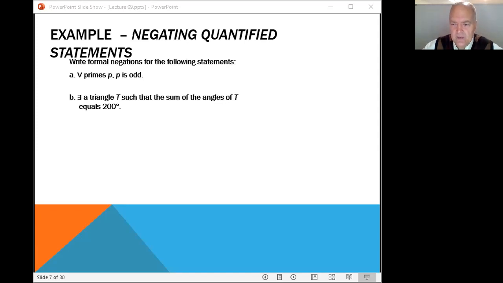For B, which is an existential statement, by applying the rule for the negation of an existential statement, we can see that the answer is here. For the existential statement, there exists a triangle T such that the sum of the angles of T equals 200. So the negation of that is going to be for all triangles T, the sum of the angles of T does not equal 200. I'll go ahead and write that out.